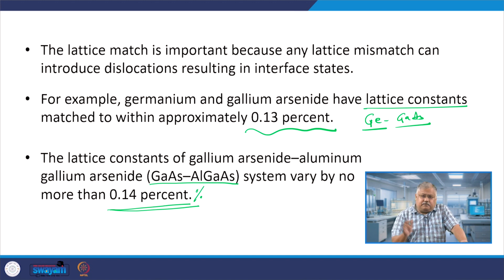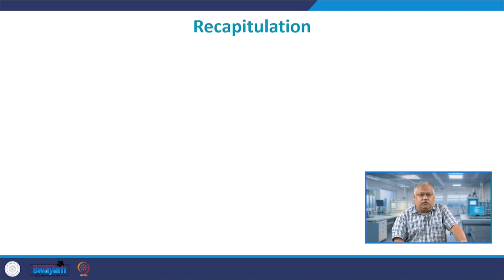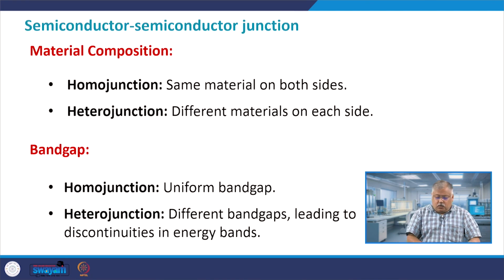So, when the temperature varies, the location of these states as well as the values of these states will also vary. Once that happens, then the threshold voltage will change, the off state current will change, and so on and so forth. So, that is a major problem which will happen if the lattice constants are not matched properly across the network.